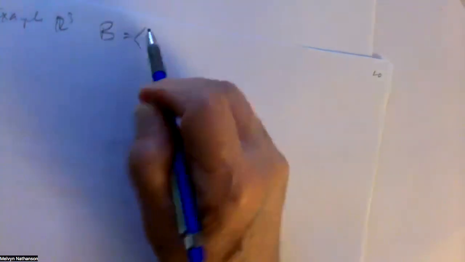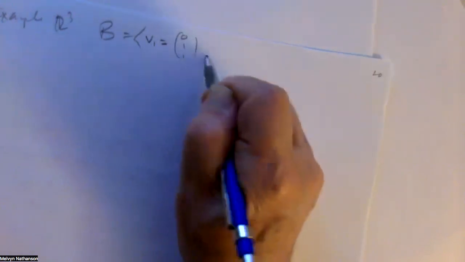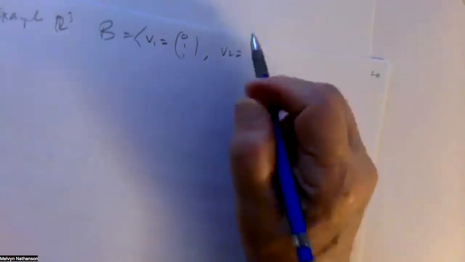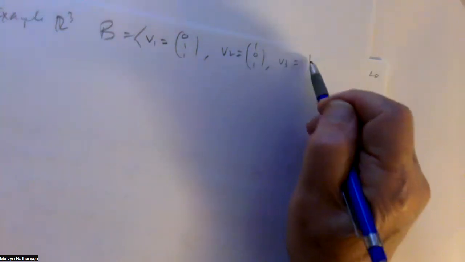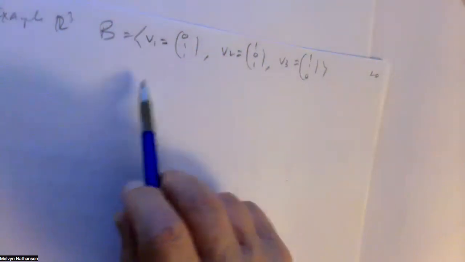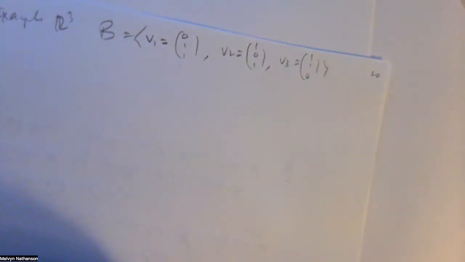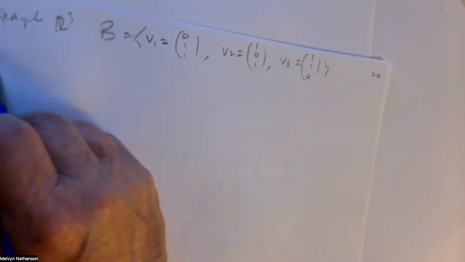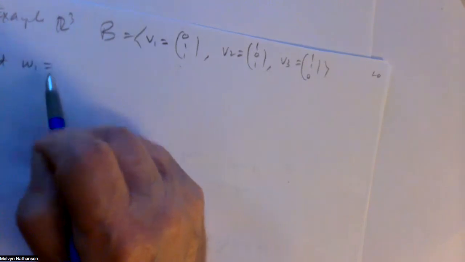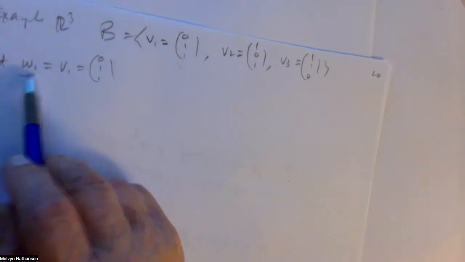Suppose we take R3, and in R3 we have the basis of the vectors V1, which is 0, 1, 1, V2, which is 1, 0, 1, and V3, which is 1, 1, 0. So you need to check this is a basis for R3. Okay, so first we want to construct orthogonal vectors. And the first step is easy. Let W1 be V1, 0, 1, 1. That's my W1.